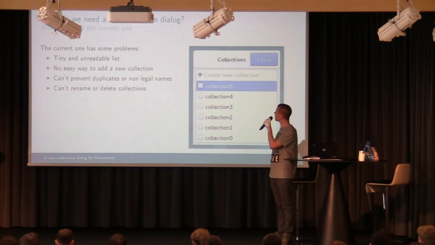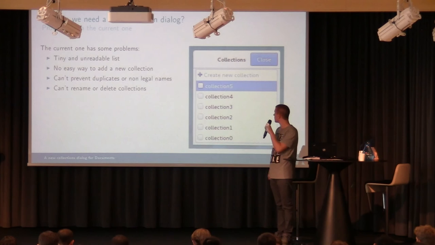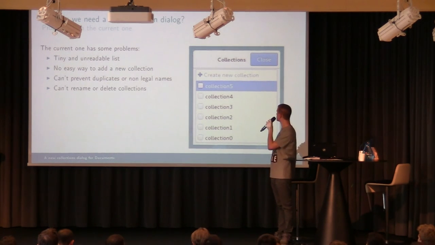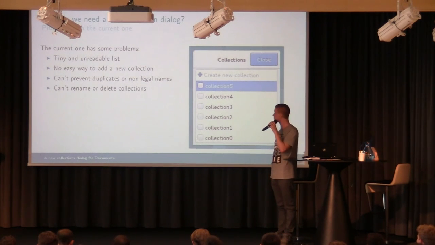Of the current dialogue, it has a really tiny collection list and isn't well readable. The way you add a new collection isn't good, because if you write a name and then click on the list, it will add a collection anyway. Also, there isn't a way to prevent duplicates in the list. And lastly, the dialogue lacks the capability to rename or delete an existing collection.